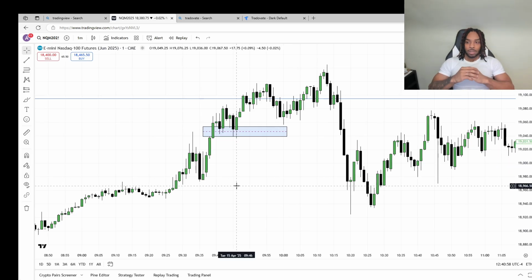But basically, you want to catch the first fair value gap right after the run on liquidity and the shift in market structure. That first fair value gap is the one that you want to catch.